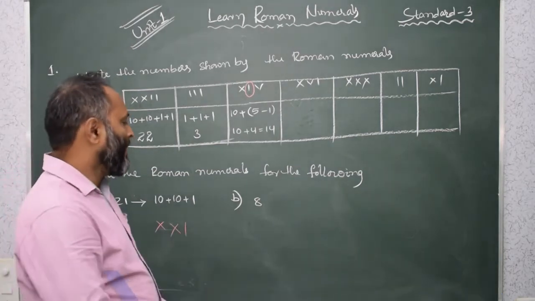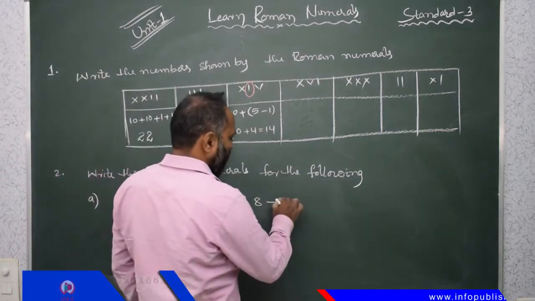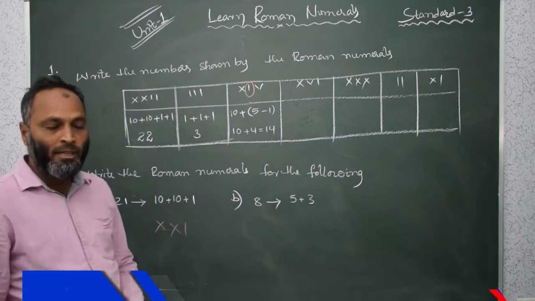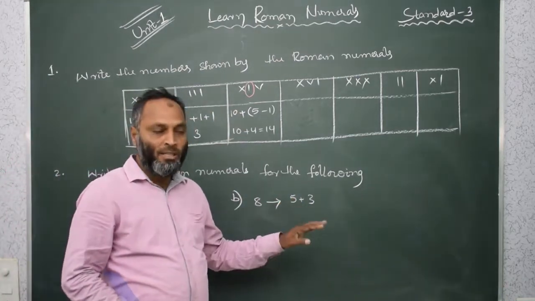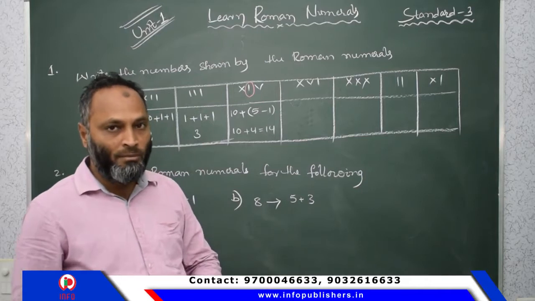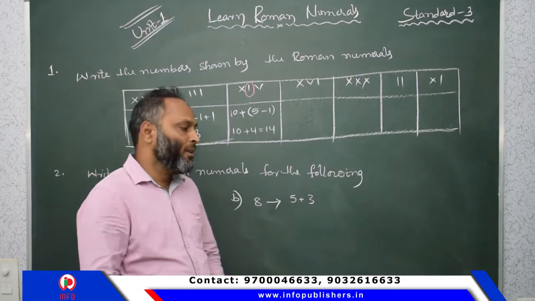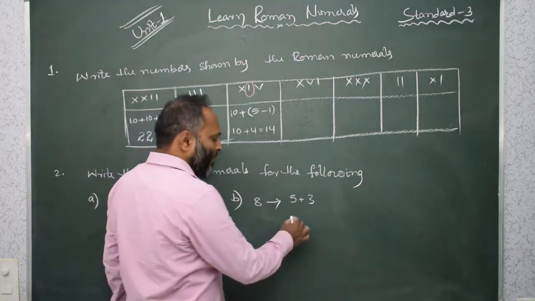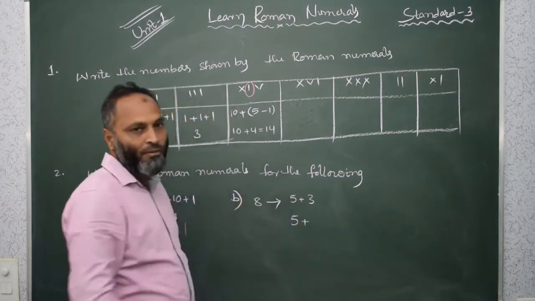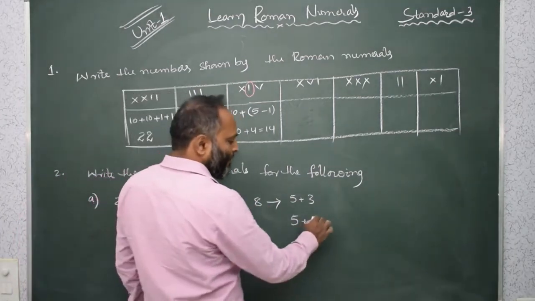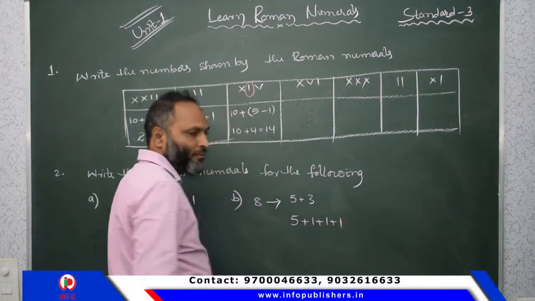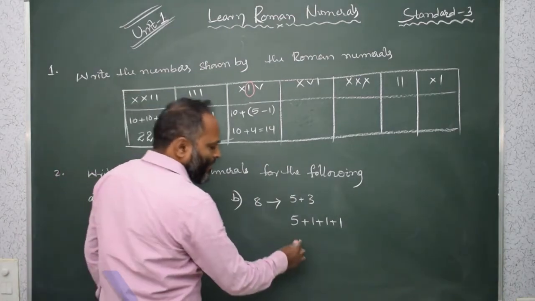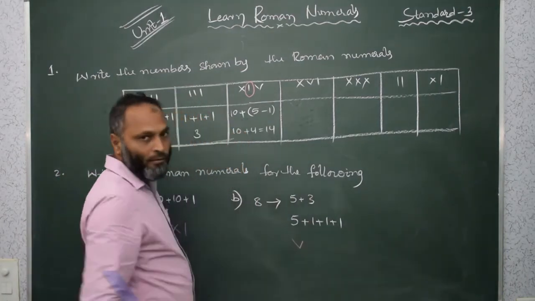And here 8. Then how to write this 8? 8 means 5 plus 3. 5 plus 3, 8. The representation of 5 is there in the Roman system, but the representation of 3 is not there. Then how to write 3 in the Roman system? We have to convert these 3 into Roman alphabets. So in Roman alphabets 5 stays as it is, because the representation of 5 is there, and 3 is 1 plus 1 plus 1. 1 plus 1, 2, 2 plus 1, 3.